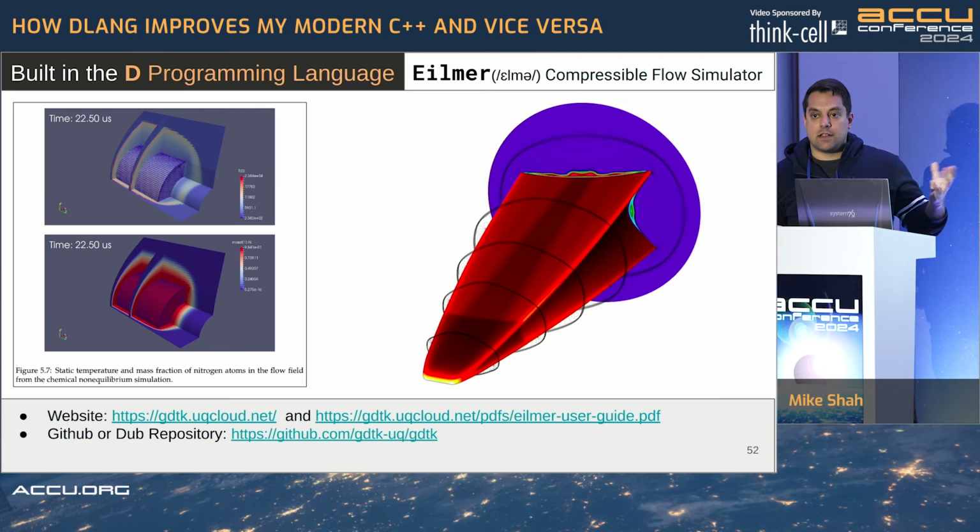So again, yeah, the question. The question was about where D is displacing, which language it is displacing. Yeah, that's a good question. I wish I had exact data.